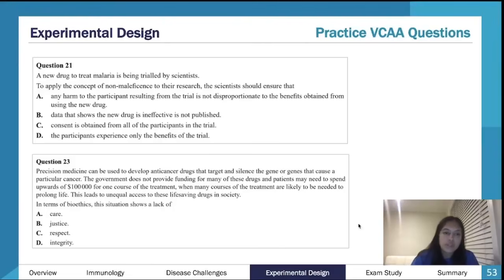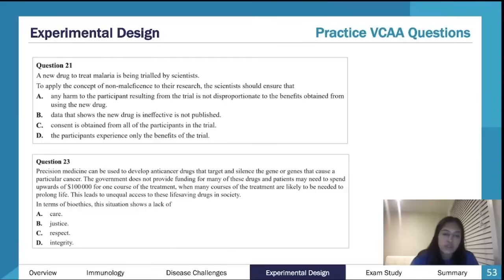Okay, so a new drug to treat malaria is being trialed by scientists. To apply the concept of non-maleficence to their research, the scientists should ensure that what? So non-maleficence. Any harm to the participant resulting from the trial is not disproportionate to the benefits obtained from using the new drug. Yep, that sounds pretty good.